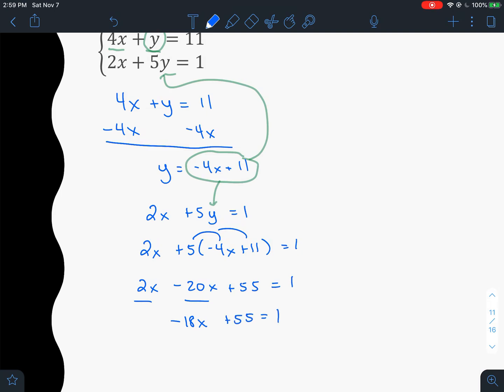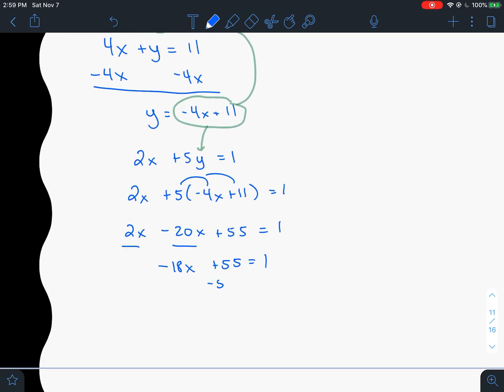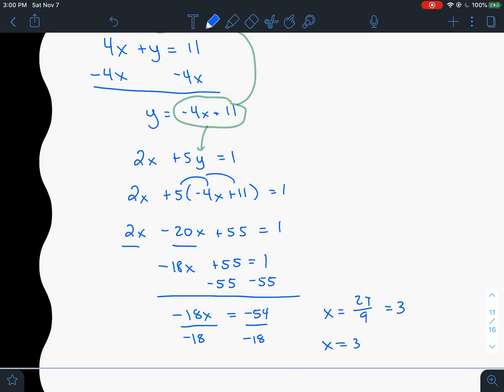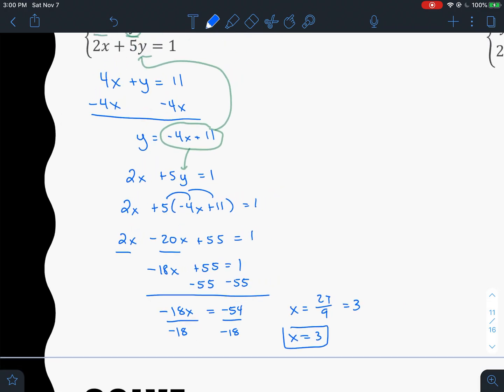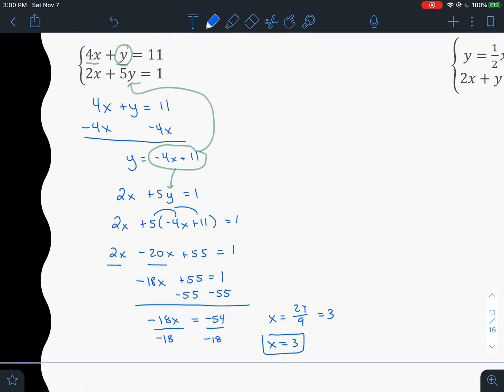Combine like terms, 2x minus 20x are on the same side, so that would be negative 18x plus 55 is equal to 1. And then I'm going to subtract the 55 from both sides. And I get negative 18x equals 1 minus 55 is negative 54. And then I'll divide both sides by negative 18. Negative 54 divided by negative 18. X is going to equal 27 over 9. So x is going to equal 3.